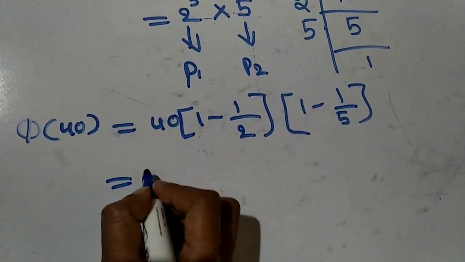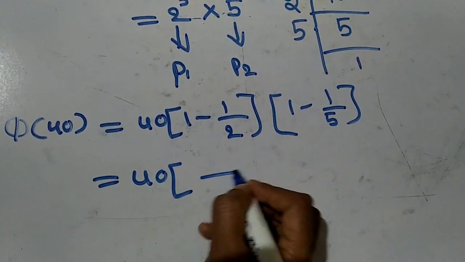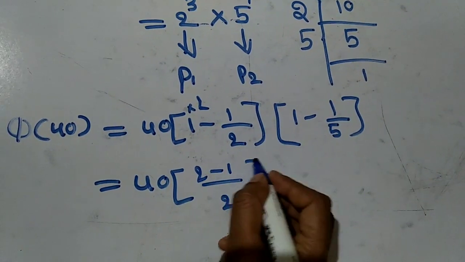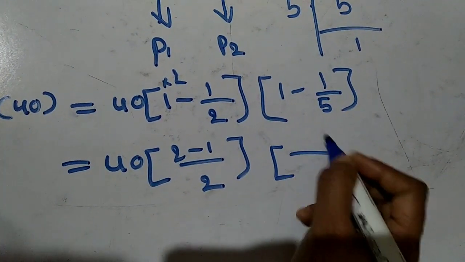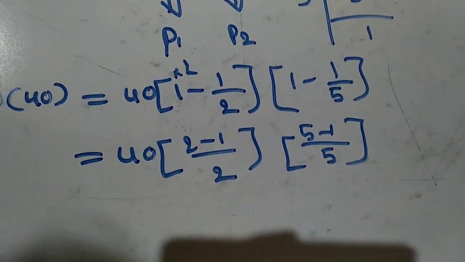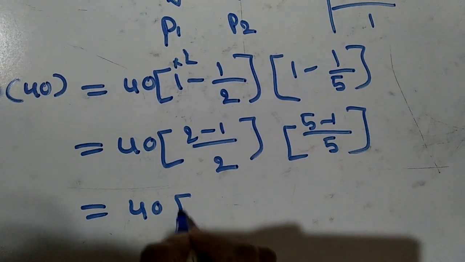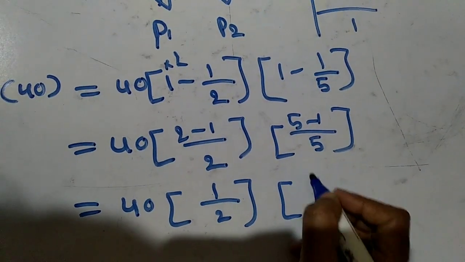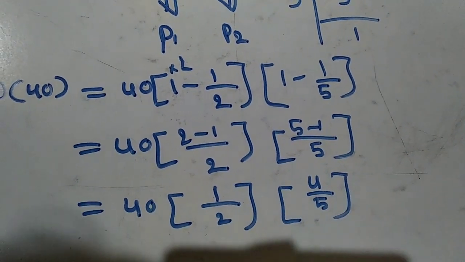Okay. Next, simplify it. Take LCM, that is 2 into 2, 2 minus 1. Okay. Next take LCM 5, and this is 5 minus 1. Next, just simplify. 2 minus 1 gives me 1 by 2, and 5 minus 1 gives me 4. This is 4 by 5.